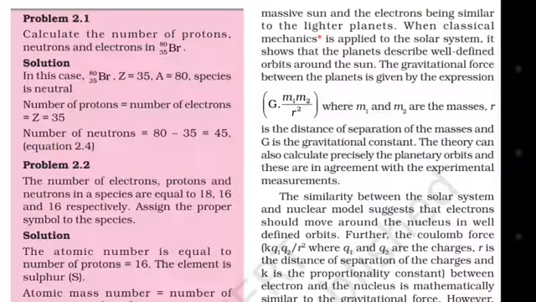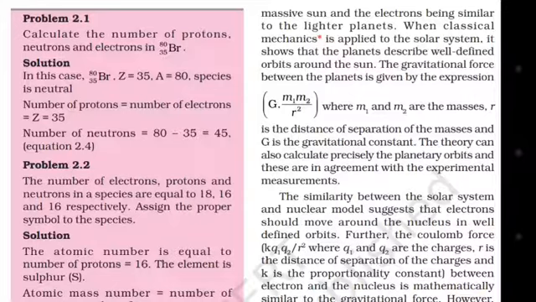Solution: in this case, for bromine-80 with Z equal to 35 and A equal to 80, the species is neutral. The number of protons is equal to the number of electrons, which is equal to Z, so 35. The number of neutrons is equal to 80 minus 35, which is 45, from equation 2.4.